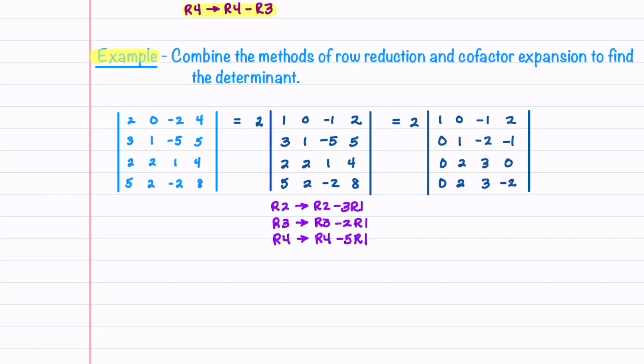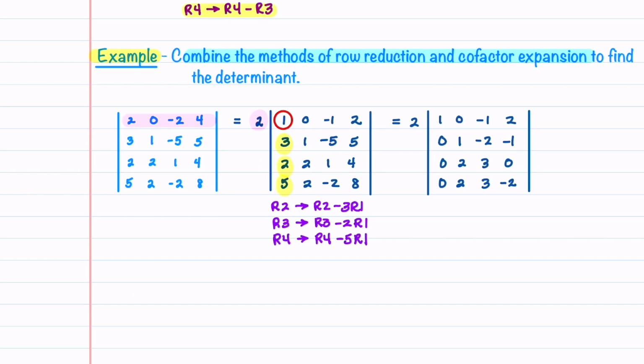In our next example, I'm going to show you how you can combine the methods of row reduction and cofactor expansion to find a determinant. Notice that this is the same determinant that we worked with in the previous example. Just like in that example, we notice that our first row has entries all with a factor of 2, so we can pull out that factor of 2 and rewrite our matrix. We'll circle our pivot and then get zeros below that pivot.